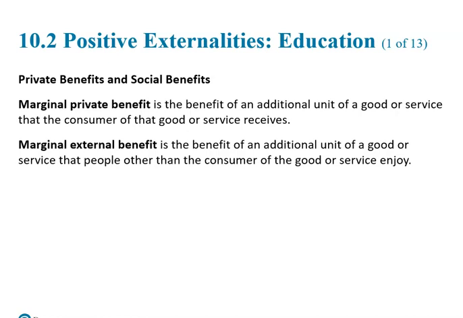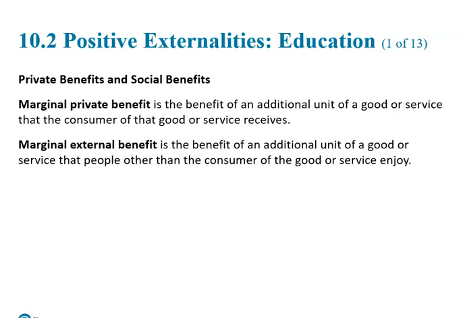Marginal private benefit is the benefit of an additional unit of a good or service that the consumer of that good or service receives. So mostly when we are making decisions about how much of a good to consume, we are looking at the marginal private benefit that our consumption will generate. Marginal external benefit, on the other hand, is the benefit of an additional unit of a good or service that people other than the consumer of the good or service enjoy.